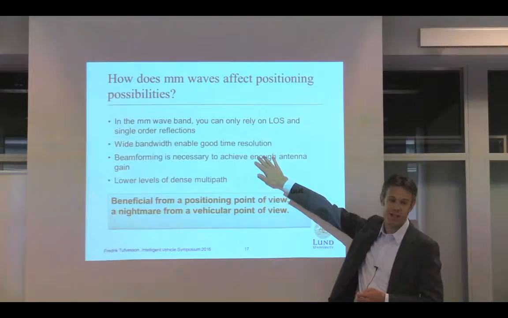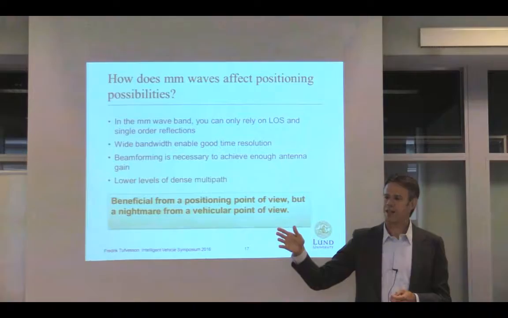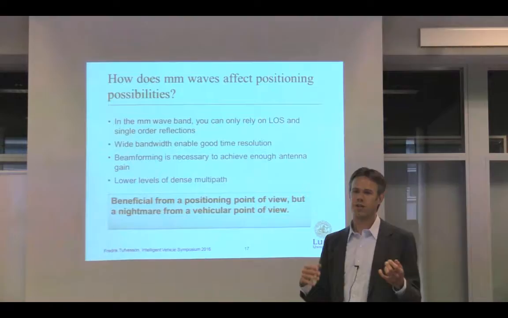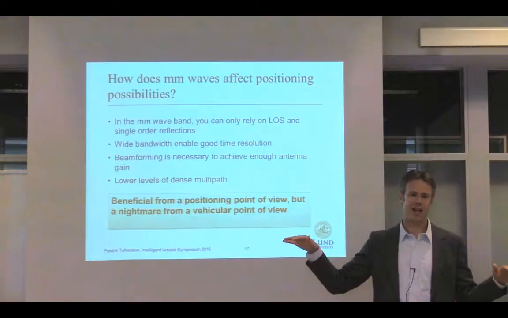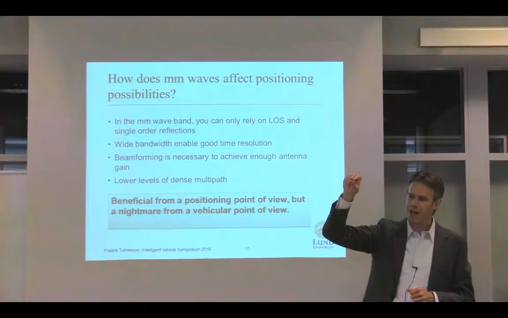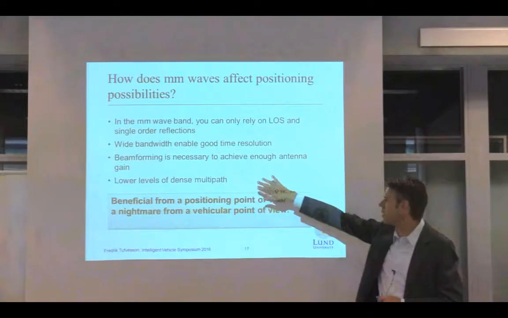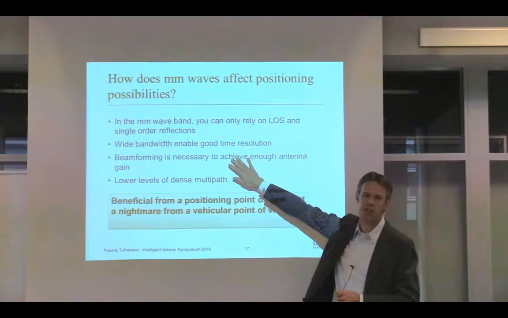Beamforming is necessary, and beam steering is necessary. And that is actually good for us, because it will decrease the dense multipath. From a positioning point of view, using radio-based signal, dense multipath is a killer because it acts as just noise for the positioning signals. What really affects us from a positioning point of view is the level of the discrete scatterers relative to the level of this disturbance determined by the dense multipath. And with beamforming in millimeter waves, since we have lower levels of dense multipath and we have the beamforming, it would actually be easier to do good positioning using millimeter waves.